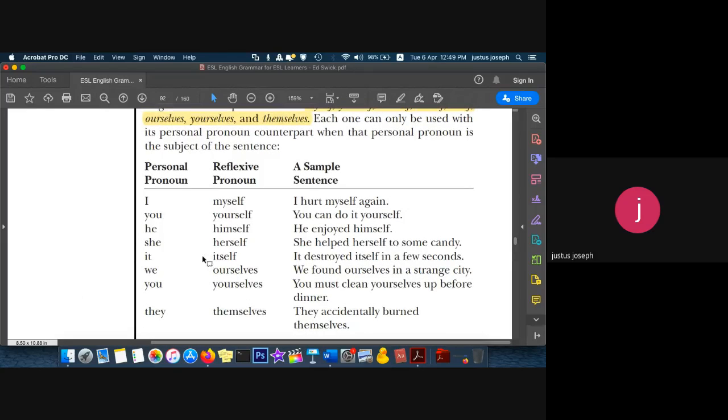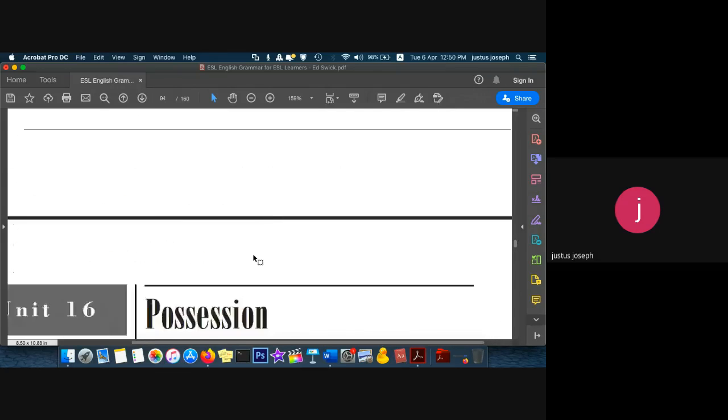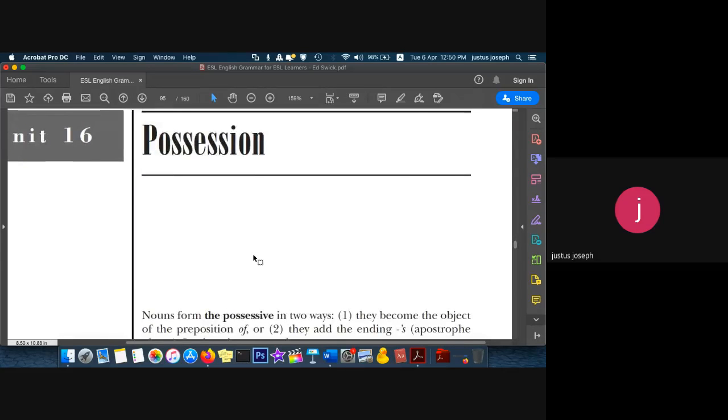I guess not. So I hope all of you understand how to use reflexive pronouns, and it's quite easy. Okay, so let's move on to the next chapter, that is possession.